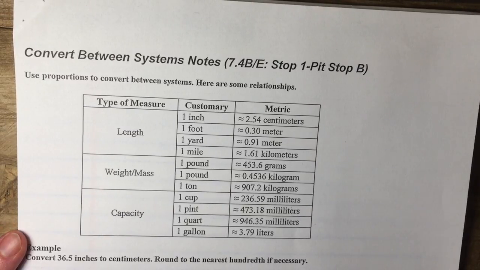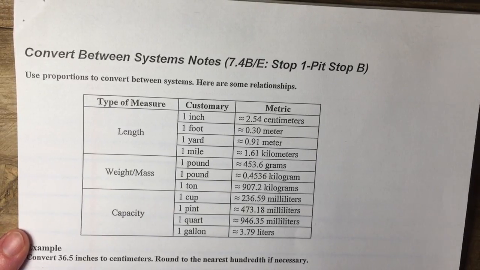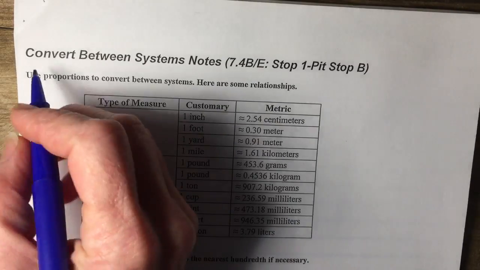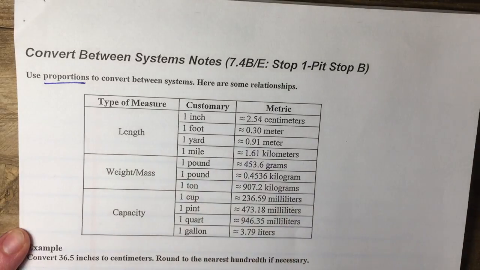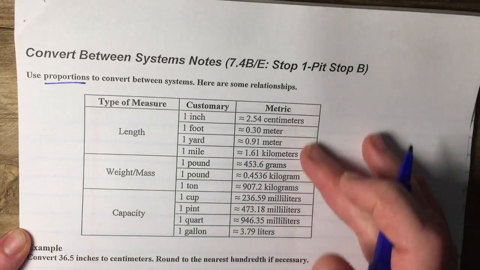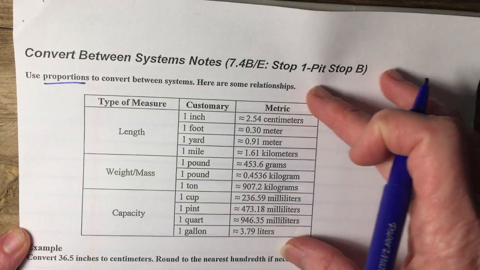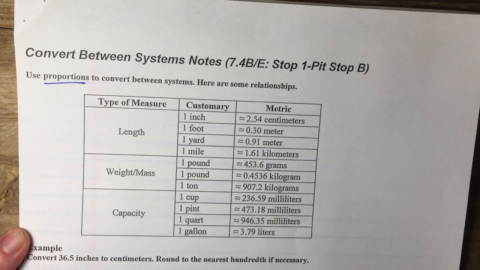So now we're going to talk about how you can convert between two systems. So like this would be when you want to go between the customary system and the metric system. So for instance, going from inches maybe to centimeters. All right, and we can use proportions, again, to convert between systems. You just need to know these relationships between the two systems in order to do that. So this is kind of an important chart. You want to make sure you refer to that.